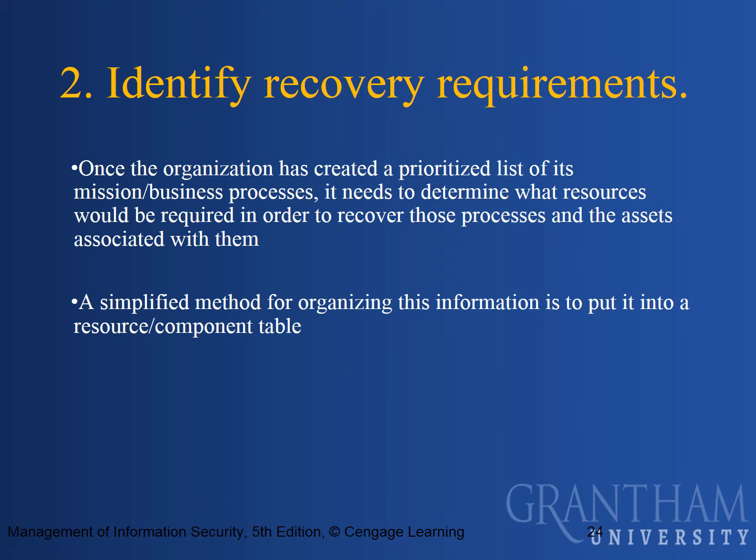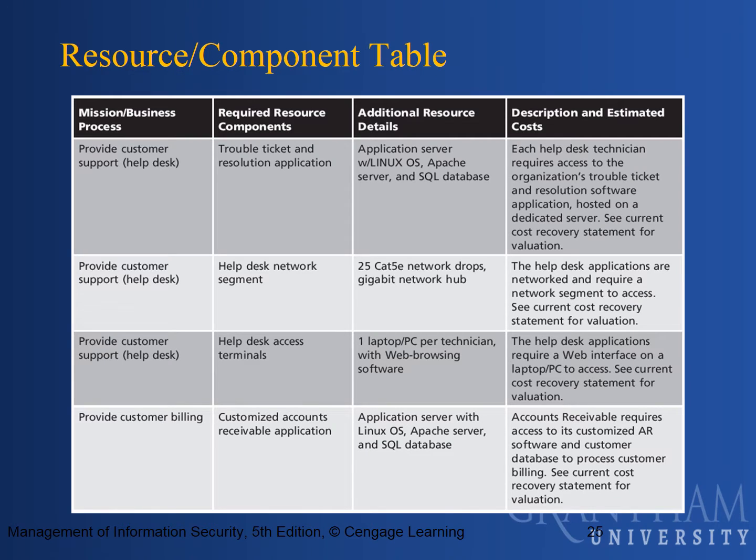The second task of the BIA is identify recovery requirements. For each process and information asset identified in the previous BIA stage, the organization should identify and describe the relevant resources needed to provide or support that process. Here you see a resource component table. Note the columns of mission, business, process, the required resource components, additional resource details, and description and estimated cost.